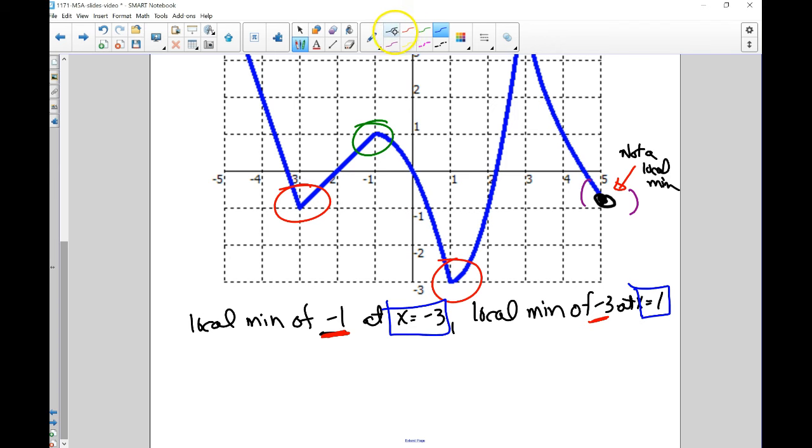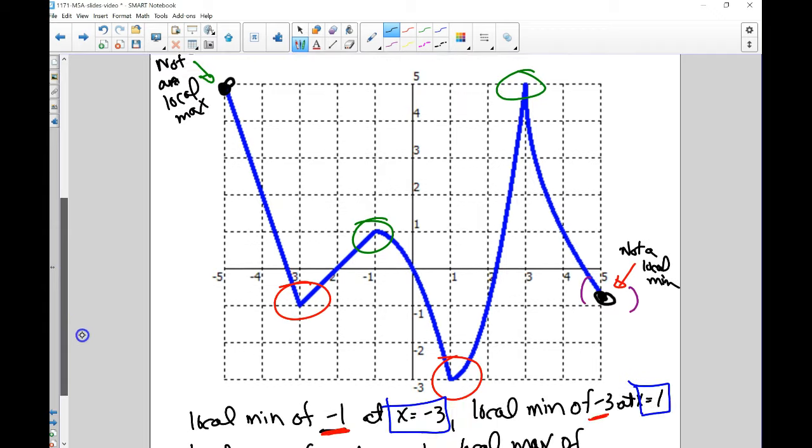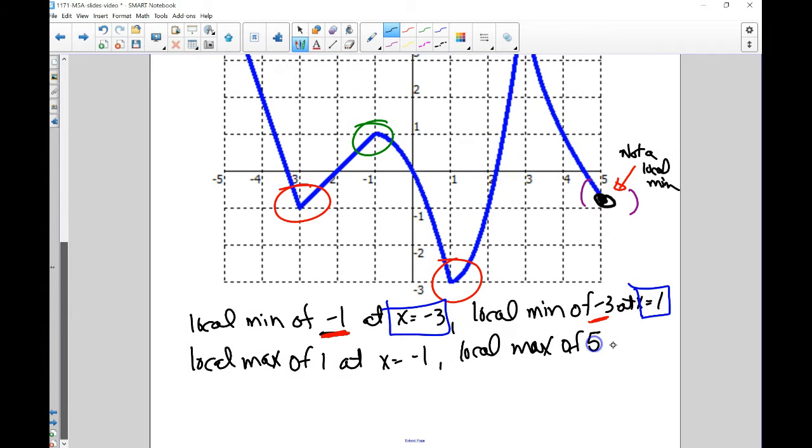Okay, and then similarly for local maxes, I can say local max of 1 at x is equal to -1. Local max of, and let's see, this was 5, at x is equal to 3.